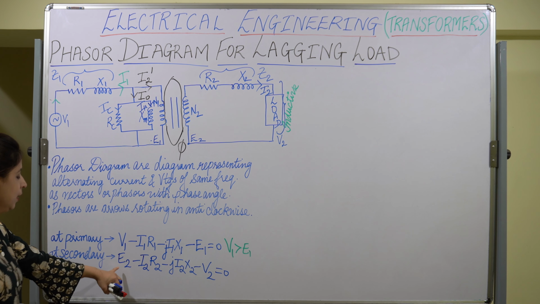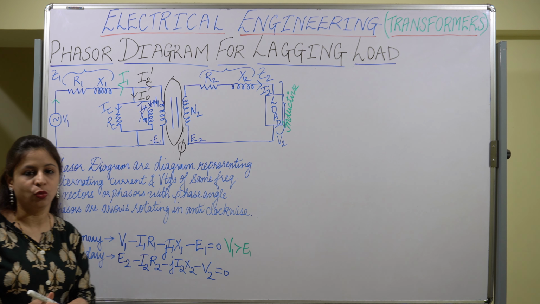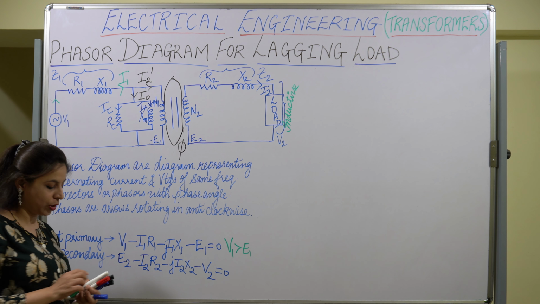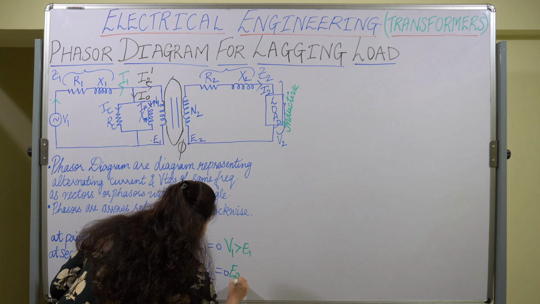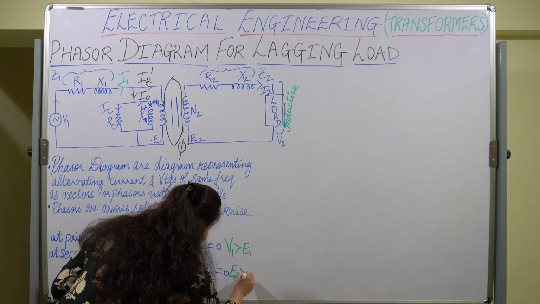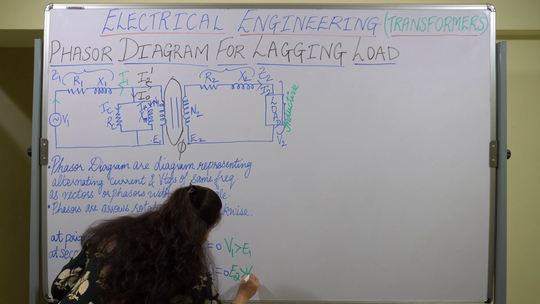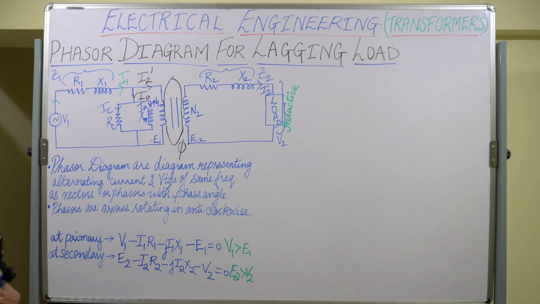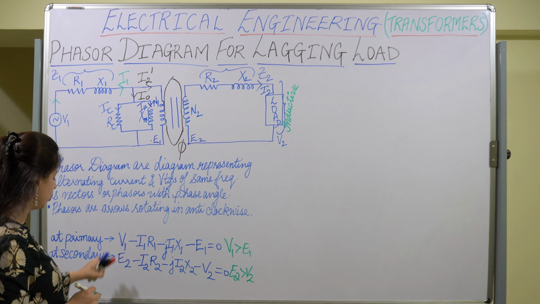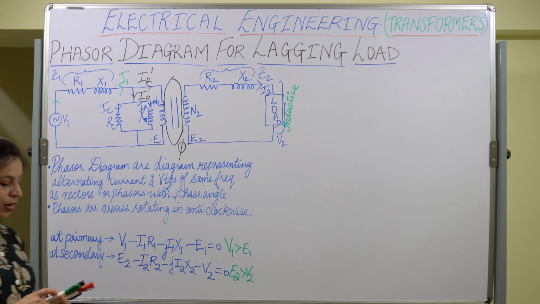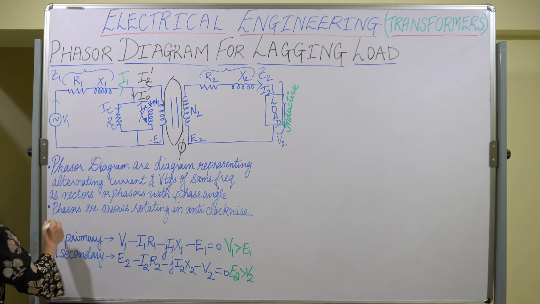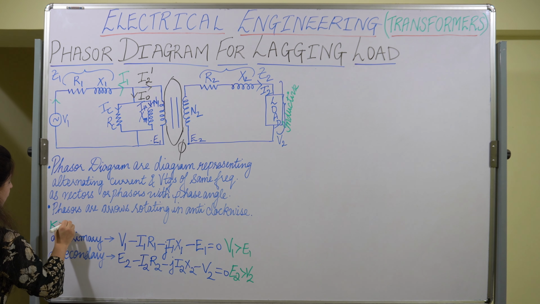So here we see that E2 is greater than V2. My induced EMF at the secondary is greater than the terminal voltage V2. So these are the two equations which are very much important for drawing the phasor diagrams. They are derived from KVL.